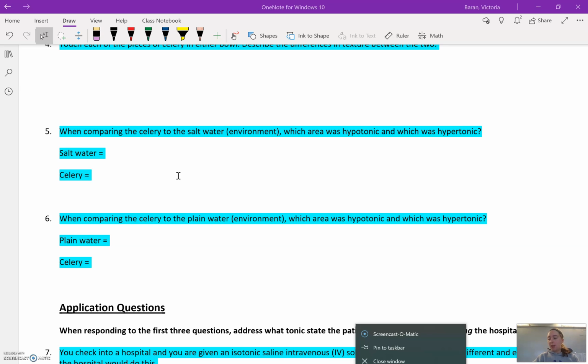Because celery, I mean, it is mostly water, but there are some solutes in here, okay? So really ask yourself, what is the environment that the celery was in? So is the salt water hypo or hypertonic? And then therefore, the celery on the inside would be the opposite of that. Same thing for the plain water. Ask yourself, was the environment hyper or hypotonic? And then therefore, what was the inside of the celery? That would be opposite of it.